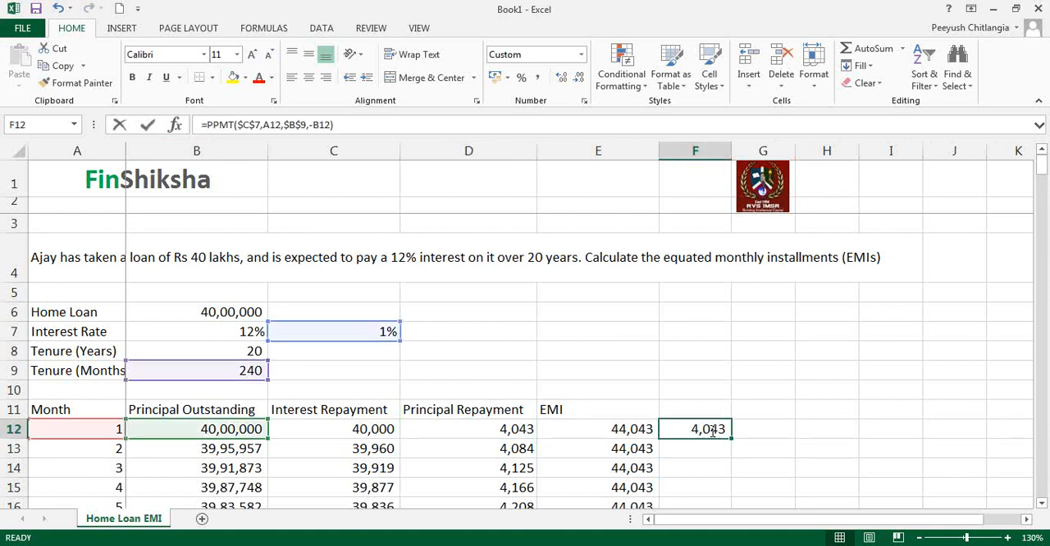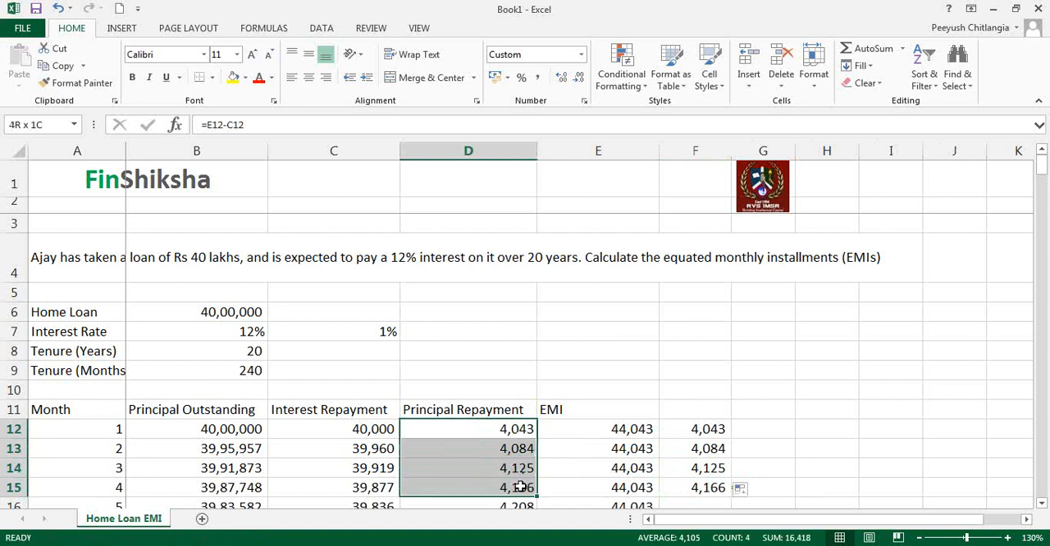Let's do it for the next month. There's a small thing that we have done. We should be freezing the principal outstanding as well in the present value terms. So you have to freeze this as well, because that's known to us at the beginning, that this is going to be 40 lakhs and that 40 lakhs has to be repaid. Once we have frozen this, let's see what happens if we drag this downwards. We get 4084. Let's see what happens if we drag this further, 4125, 4166, which is the same as what we get here.